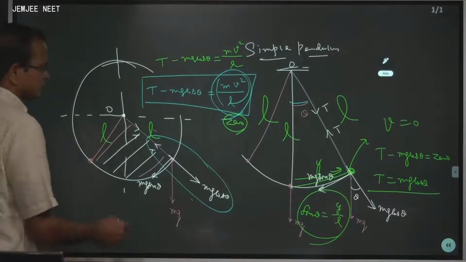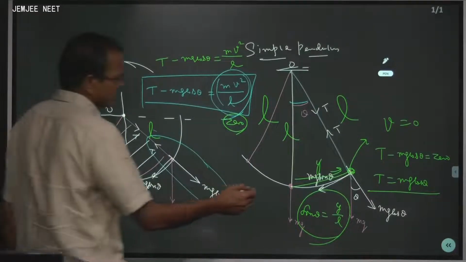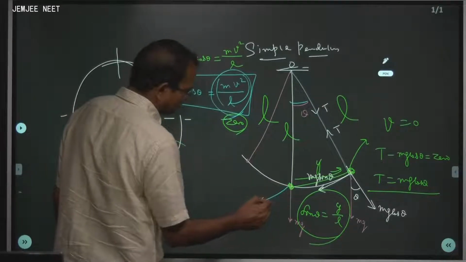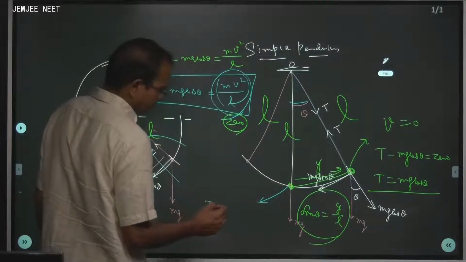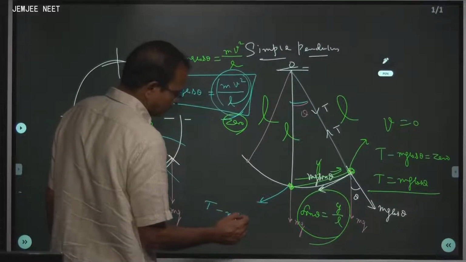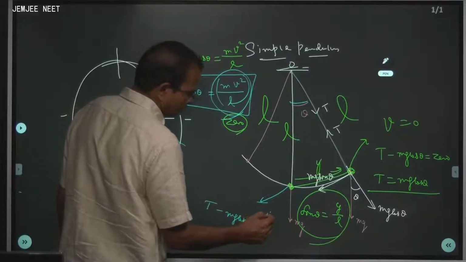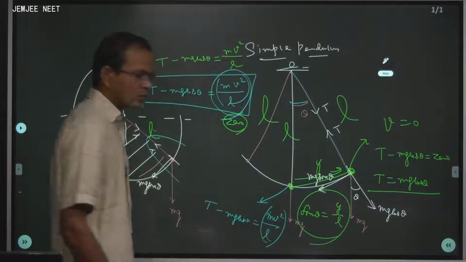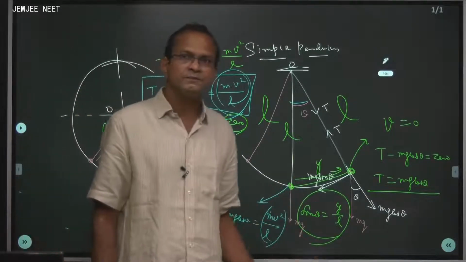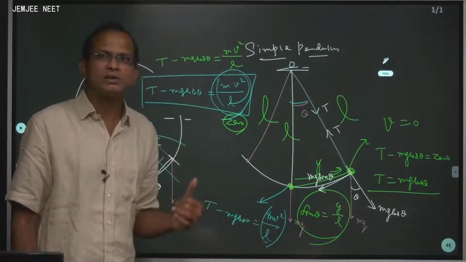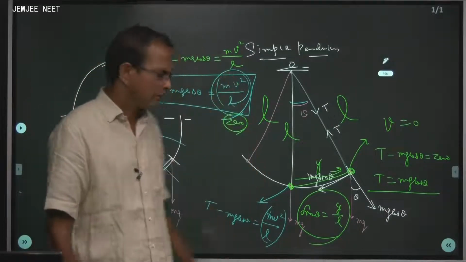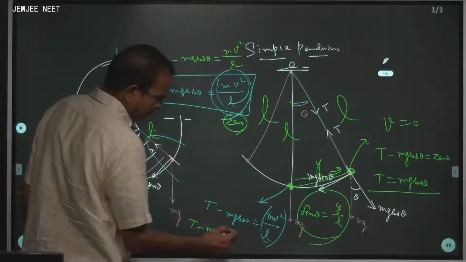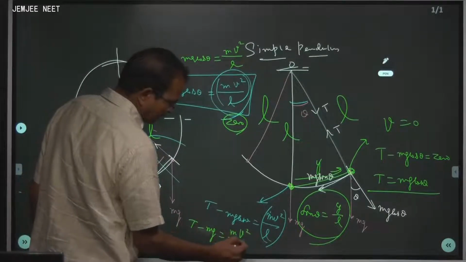Come to the mean position. This is the mean position. What's your story regarding tension here? T minus mg cos theta gives mv square by L. Good. What is theta here at the mean position? Theta is 0. Cos 0 is what? Therefore, what you get is T minus mg equals mv square by L.